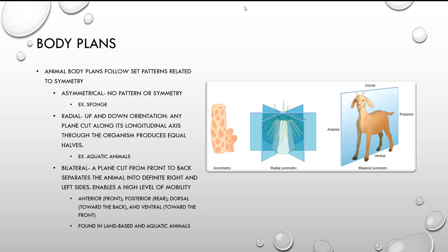So the first one is asymmetrical. Asymmetrical is basically the opposite of symmetry: no pattern or symmetry. You can see an example of an animal with no pattern or symmetry here with the sponge. So you might think, hey, a sponge is an animal? Yeah, it's a very ancient animal.